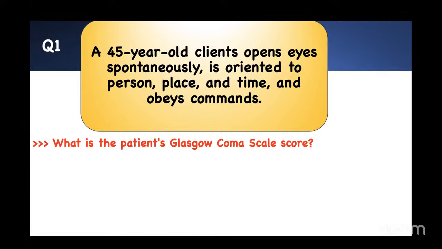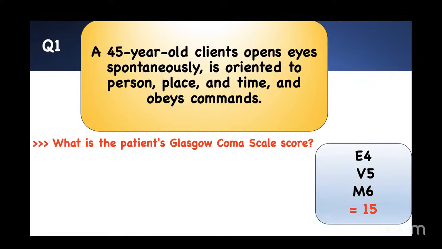So let's look at the answer. E is 4, V is 5, and M is 6. Why? The patient opening their eyes, what? Spontaneously is going to get the highest E score. That means spontaneous eye movement. If you use no pen, sound good, that means his eyes are open. It gets the full 4.